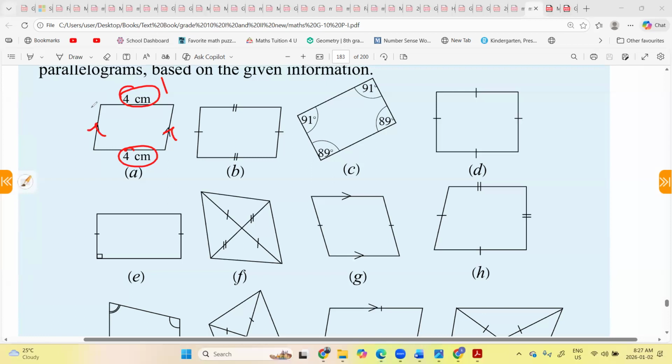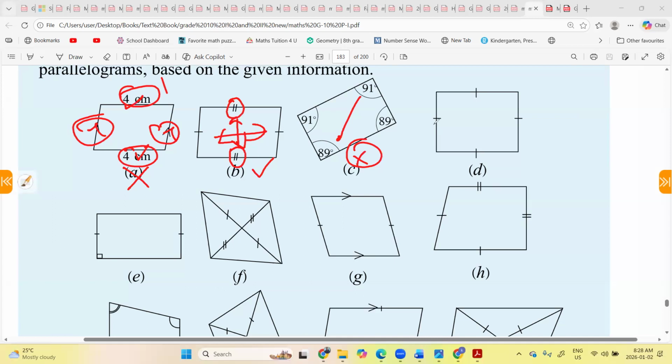The condition: the same pair of sides must be equal and parallel. Here, this is different. Here, one pair is equal and another pair is parallel. So that is not a parallelogram. This one has opposite sides equal, so that is a parallelogram. Here, students, opposite angles are not equal. So that is not a parallelogram.